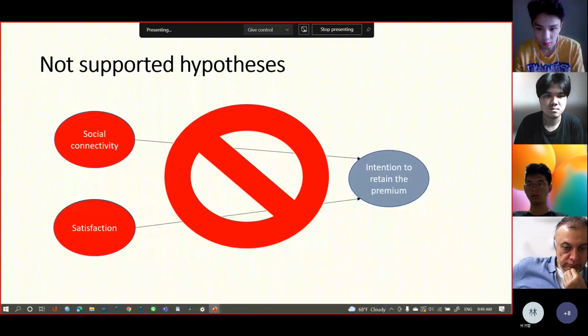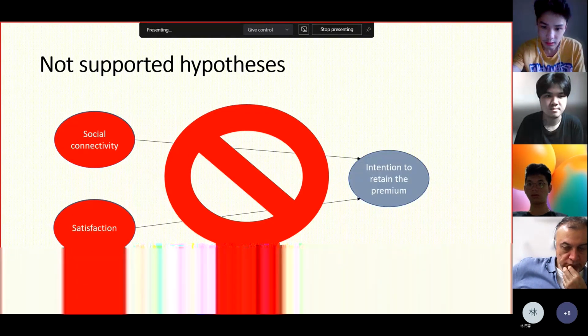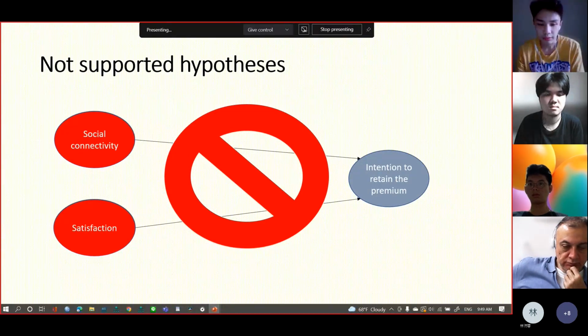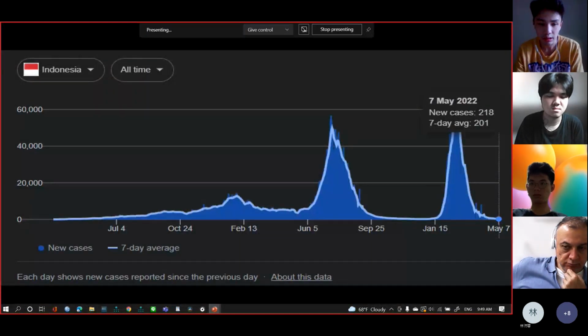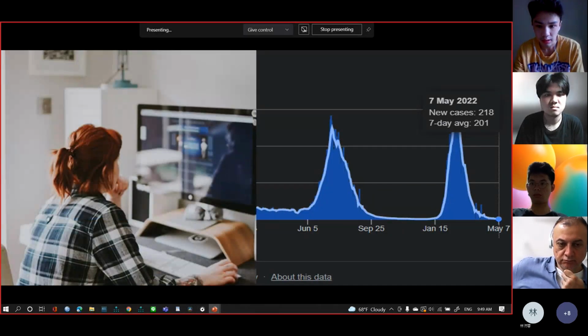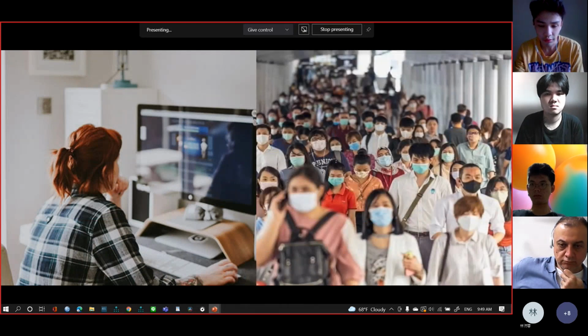However, the study result also reveals that satisfaction and social connectivity have a negative impact on users' intention to retain their premium subscription. This may be attributed to the Indonesian government regulation that has loosened up their COVID-19 pandemic prevention, since Indonesia's COVID-19 situation is getting better now. So many people, including Discord users, have shifted their activity from digital to physical. Because of this, it affects a lot of premium users to perceive the value of the premium version differently.